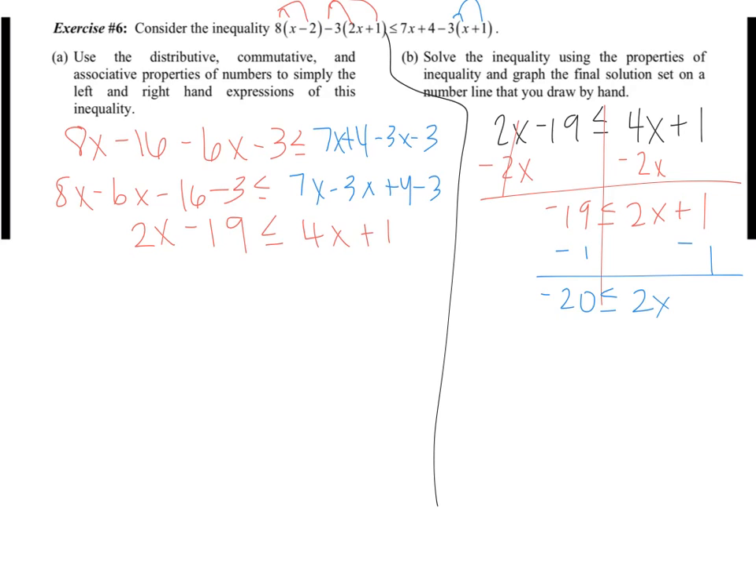And then we're going to divide each side by 2. So negative 10 is less than or equal to x. You could rewrite that so that x is on the left-hand side, but remember that the inequality still needs to be facing the x so that it reflects our original answer.